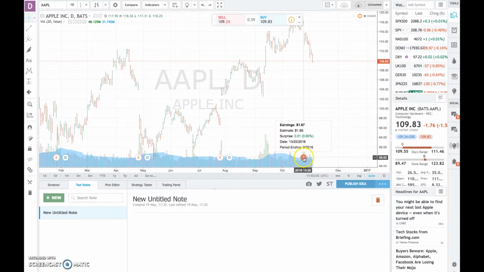The E here would be the estimated earnings reports, and the actual earnings reports and how it came out. For instance, this was a surprise of 1 cent above estimate, and dividends, of course, is the D. So at a quick glance, you can get an idea of where the stock is.